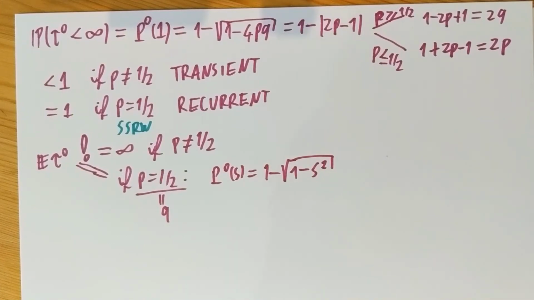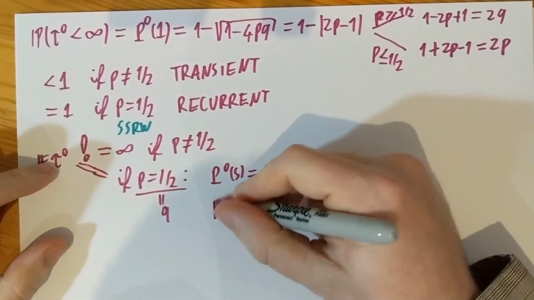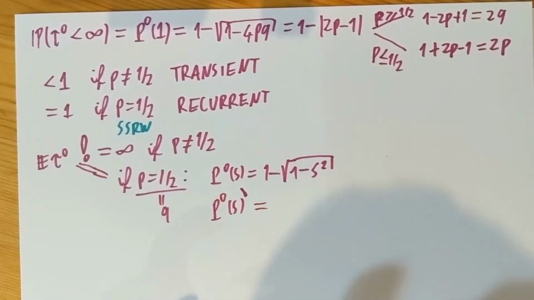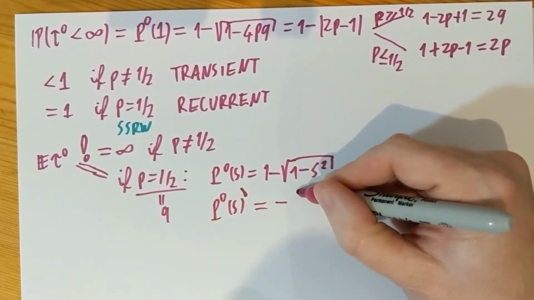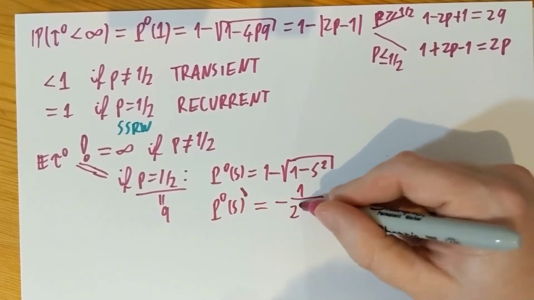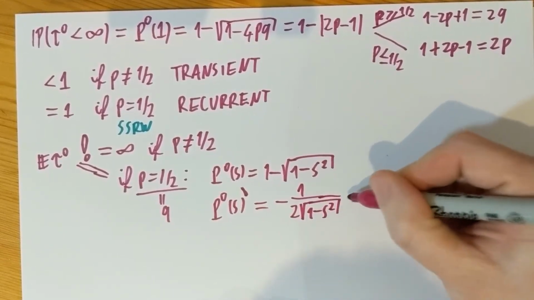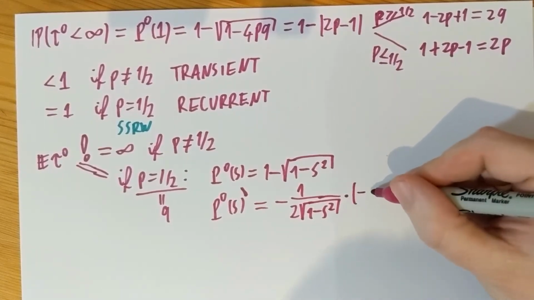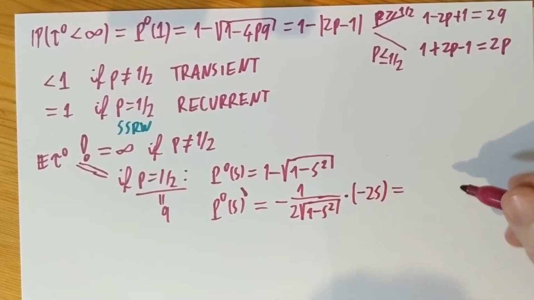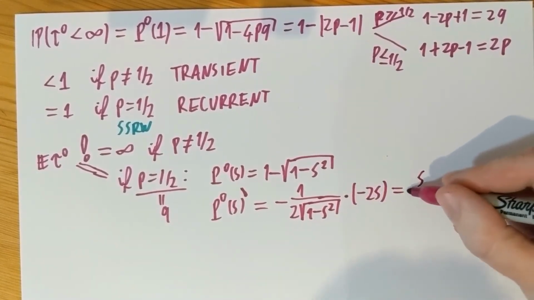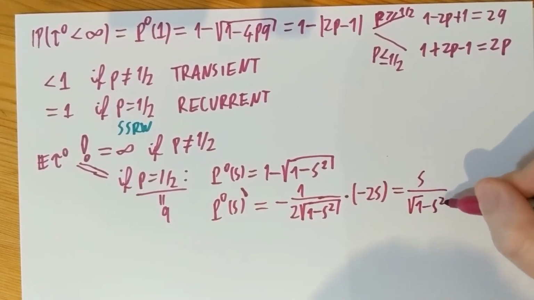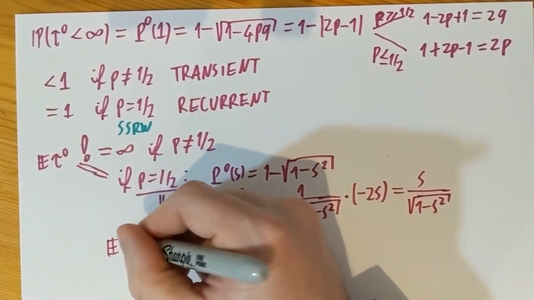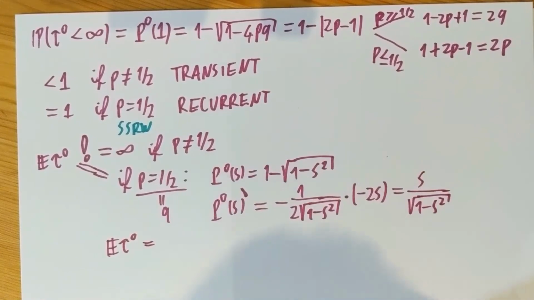Okay, so let's differentiate and take s to 1. So what is the derivative of this? And then let's take s to 1 afterwards. So there is a minus sign, there is a square root, so it's 1 over 2 square root. However, there is an inner function in the square root, namely 1 minus s square, that differentiates to minus 2s. So the minus 2 cancels, and the answer is s over square root of 1 minus s square. And now I need to take this at s equals 1. So E of tau naught is actually this at s equals 1.